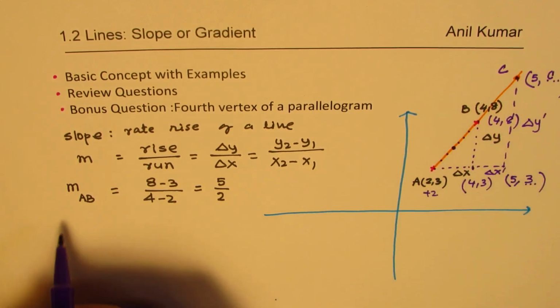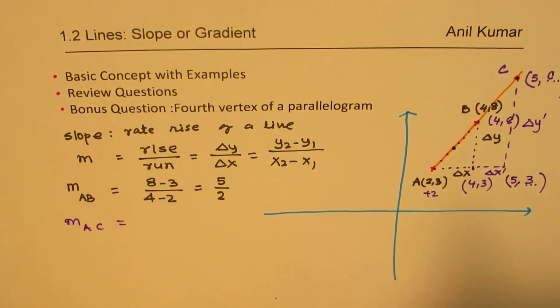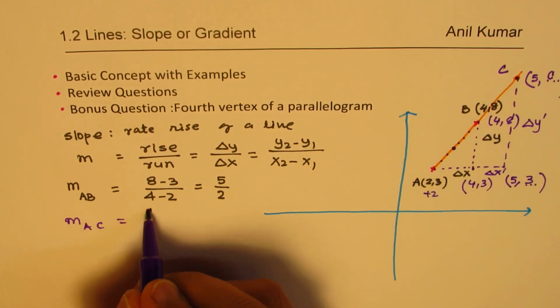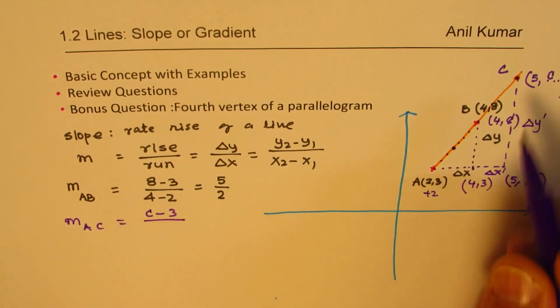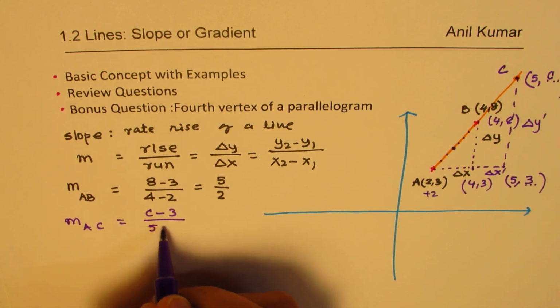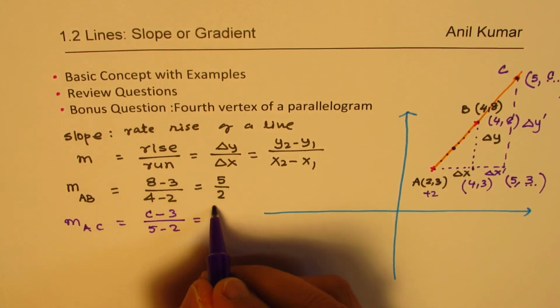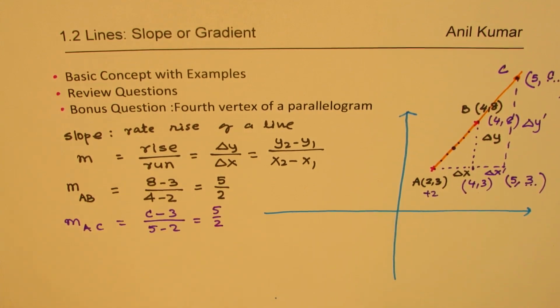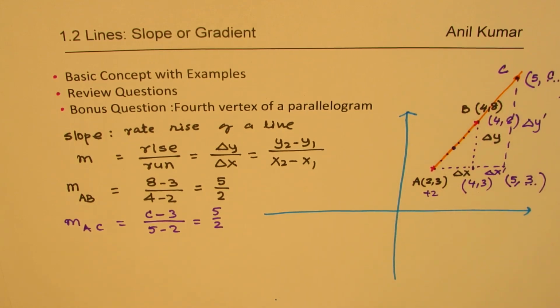So what is the change now? Let us find the slope again. So the new slope between A and C is what? We don't know what this value c is. We'll do c minus 3 divided by 5 minus 2. But we know what the slope is. Slope is same, which is 5 over 2. Does that make sense to you? So that helps to find a new point with the same slope. You get the concept, correct?